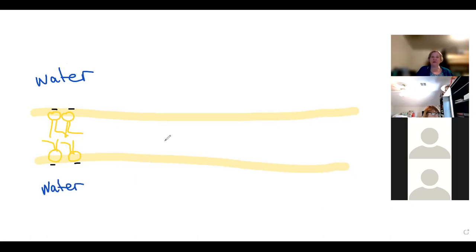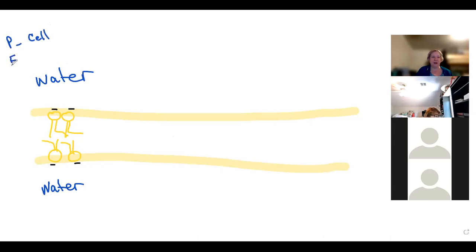And as far as where this takes place, we're going to go over this in endosymbiotic theory 2.0, okay? But this happens on, if we're talking prokaryotes, the cell membrane.